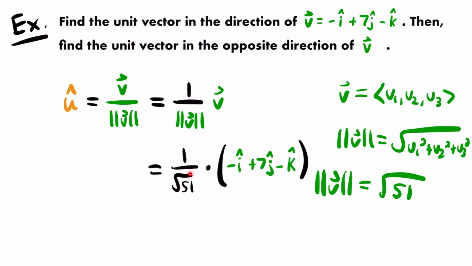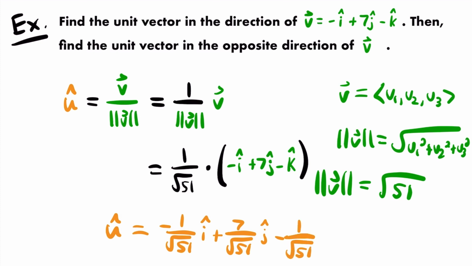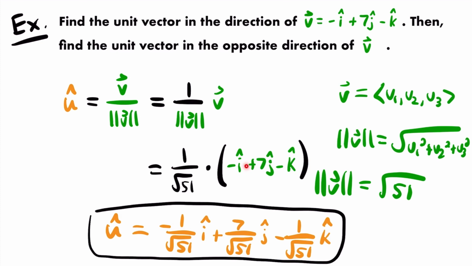And so if we multiply that through this quantity, multiply 1 divided by the square root of 51 by each of those terms, we will find that our unit vector is equal to -1 divided by the square root of 51 times i plus 7 divided by the square root of 51 times j minus 1 divided by the square root of 51 times k. All right, that is the unit vector in the same direction as vector v.